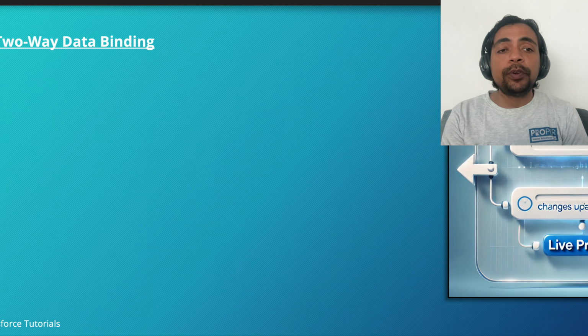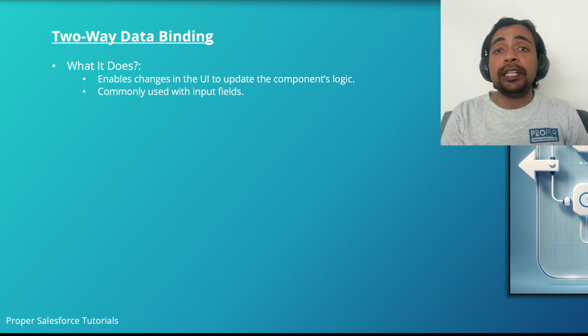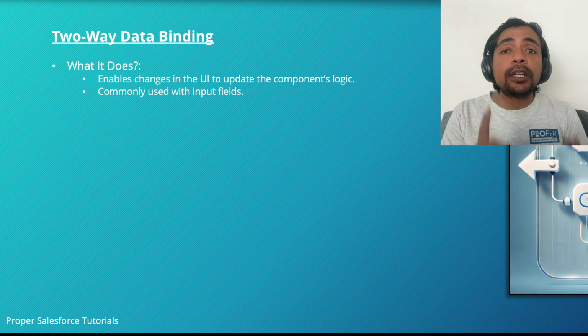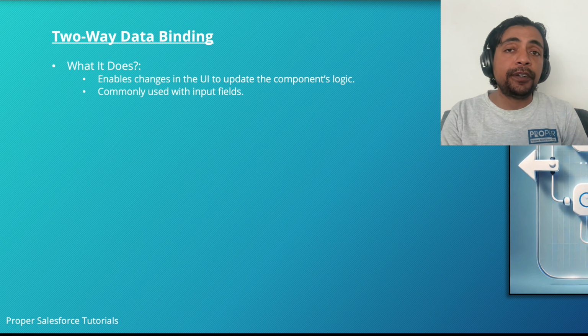If we talk about two-way data binding, it enables changes in the user interface to update the component's logic. If the user makes any change on the user interface, that will automatically reflect in the logic of the LWC. It is commonly used with input fields.